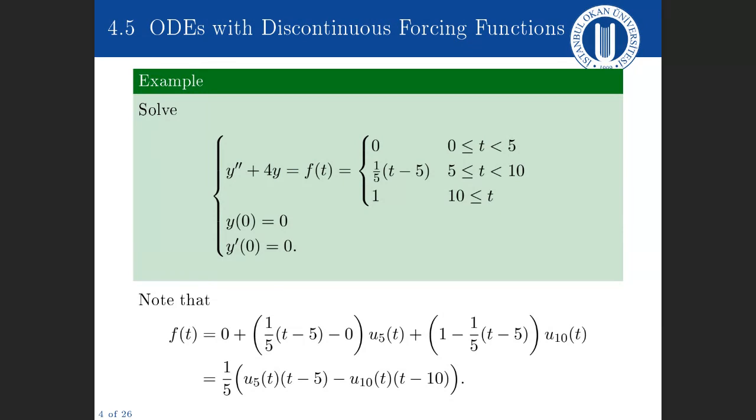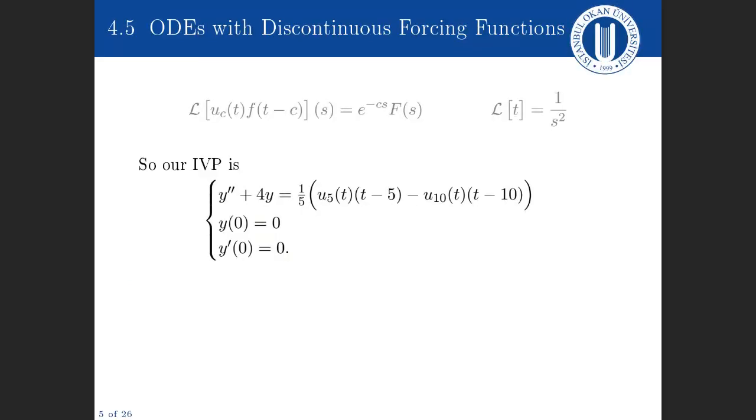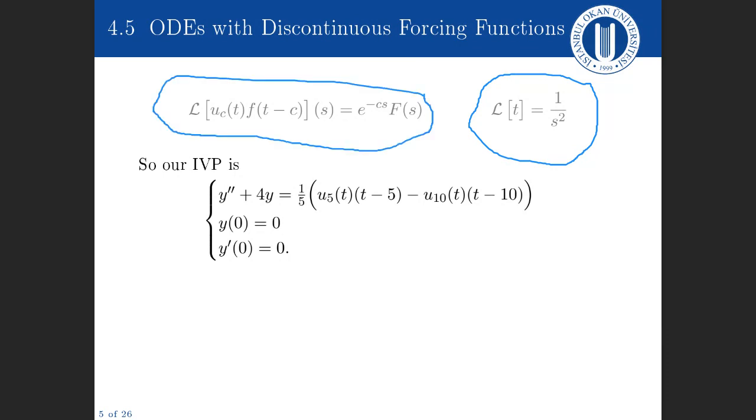How do we solve an initial value problem like this? The first thing we do is we take the Laplace transform of the differential equation. And there's 2 formulae we're going to want. Let me remind you that the Laplace transform of the function t is 1 over s squared. And let me remind you of this shifting formula that we were talking a lot about in the last lesson. The Laplace transform of uc of t multiplied by f of t minus c is e to the power minus cs multiplied by capital F of s.